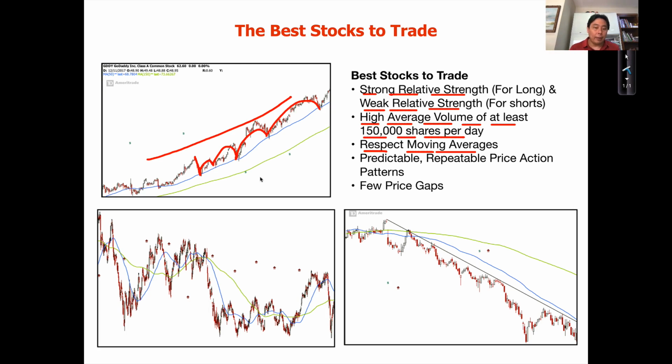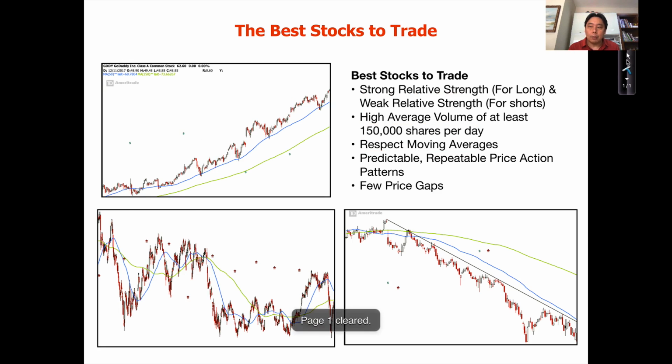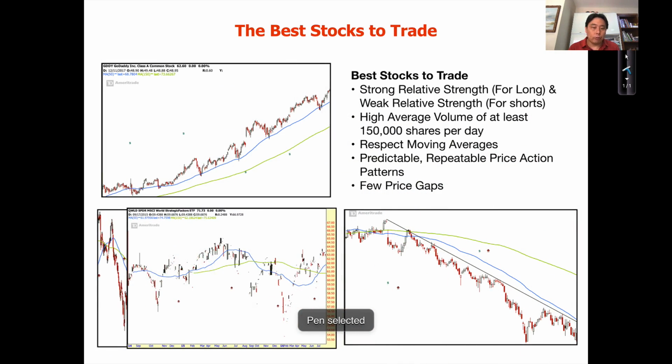On the other hand, look at this kind of stock. Look at that. Look at the pattern. It's really choppy, right? So it doesn't respect the moving average. You can't trade these kind of stocks. They are not tradable. Another example would be this one. Let's take a look. This one's not tradable because, again, it doesn't respect the moving average and there are many gaps.